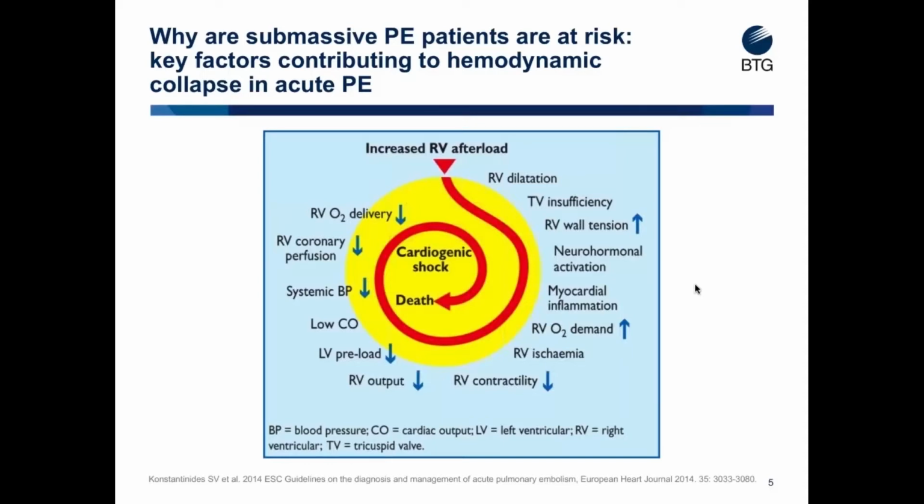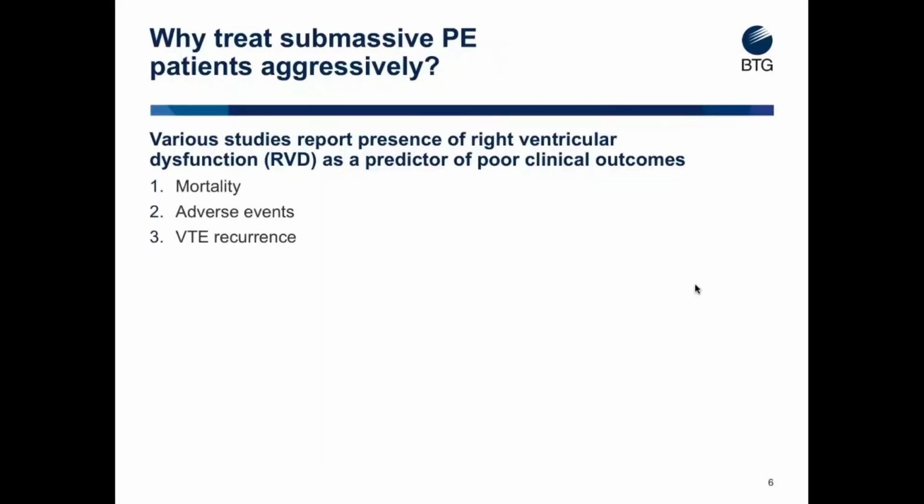And this is the RV tipping point, if you will, in these patients: once their RV begins to fail, this can be a very difficult patient to recover, and you ultimately have to use measures such as ECMO or IV lysis to try and salvage these patients, which can be very challenging. So why would we treat submassive PE patients aggressively?